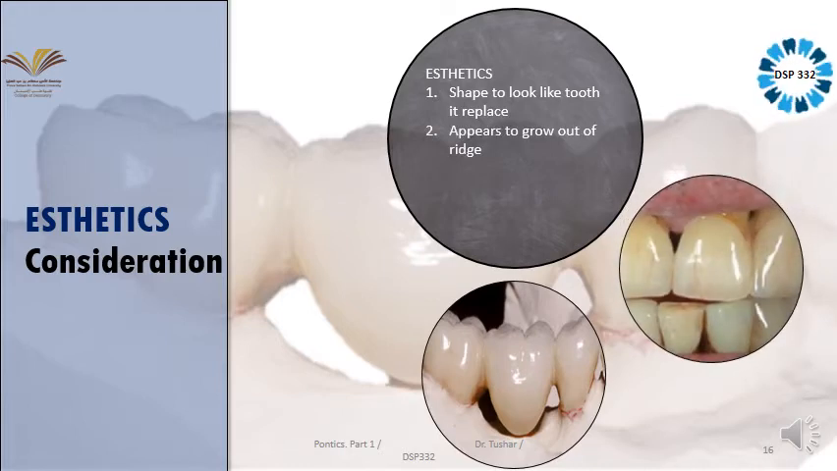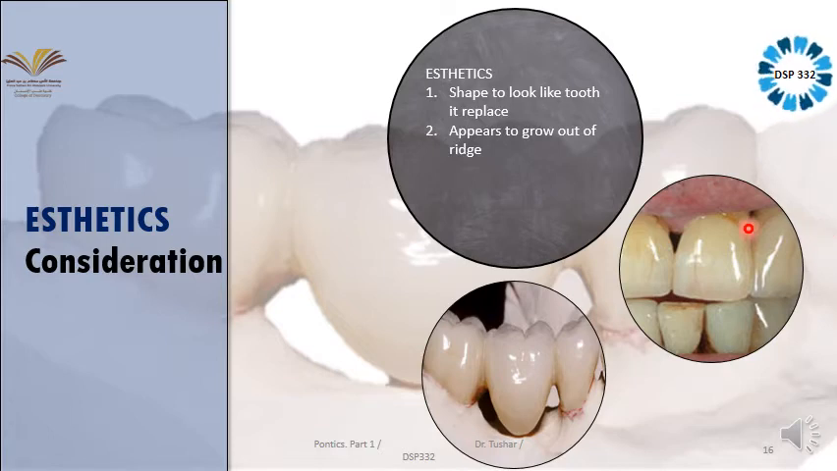It appears it should grow from the gingiva. Now if you see properly here, you will see that we did some characterization, right? We have prepared a root-like portion which has gone into the depth of the sulcus, into the depth of the ridge, right? And it is looking like it is emerging from the gingiva. So aesthetically it looks more pleasing.